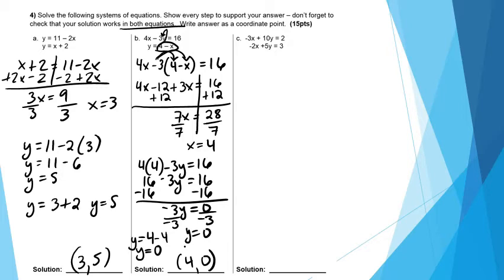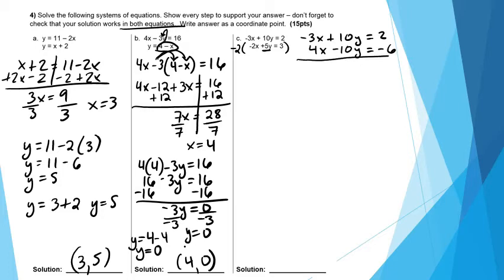So looking at this, I might notice, for example, the 5y and the 10y and think maybe I would like to eliminate that piece. So I might multiply this entire equation by negative 2. So negative 3x plus 10y equals 2. That equation stays the same. The other equation becomes positive 4x minus 10y equals negative 6. Notice we've distributed the negative 2 to every single term.